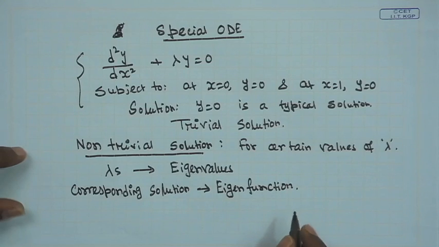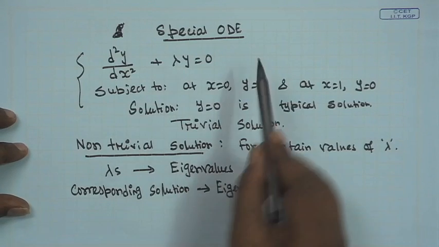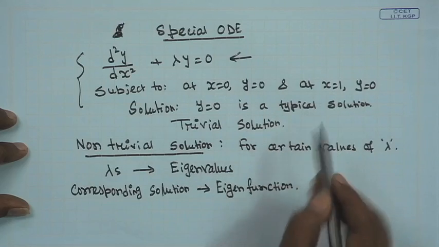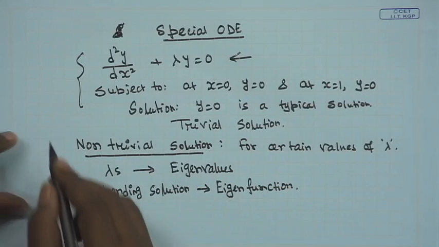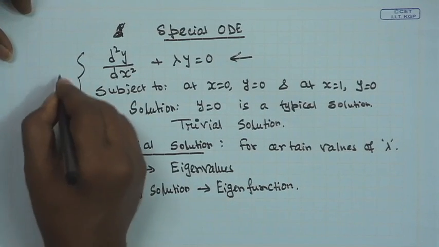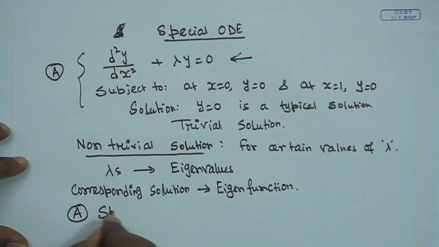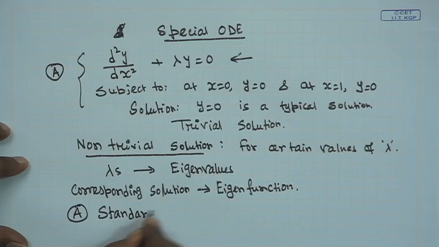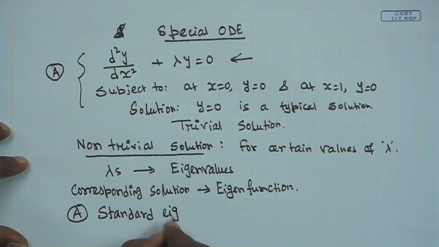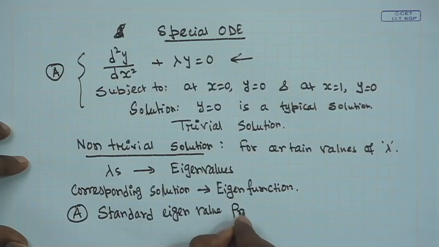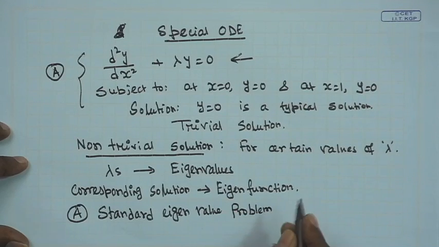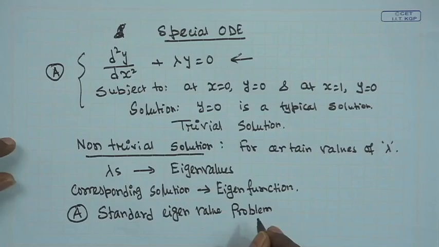And whenever we talk about an equation like this and the homogeneous boundary conditions, then this is known as a standard eigenvalue problem, or a Sturm-Liouville problem. This is a special type of Sturm-Liouville problem. We will be looking into the generalized Sturm-Liouville problem probably in the next class itself.